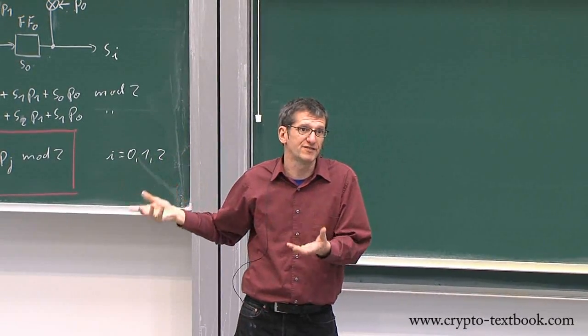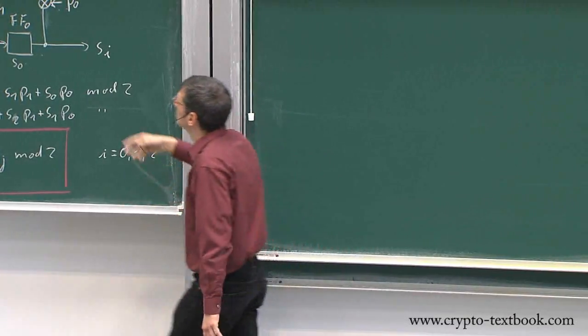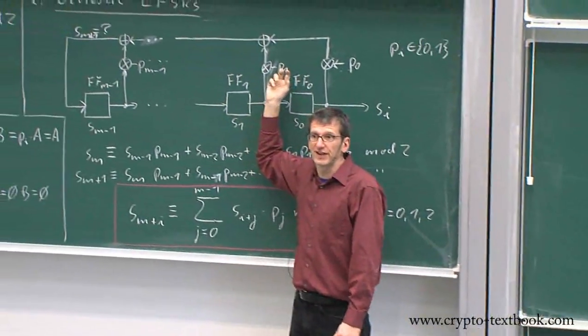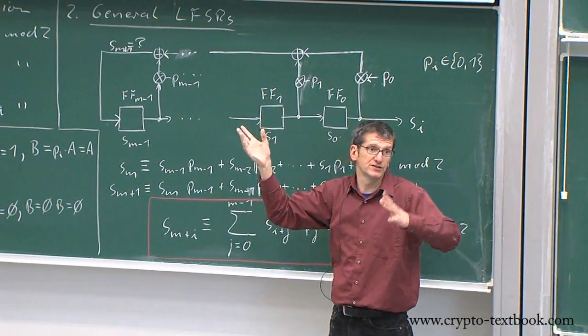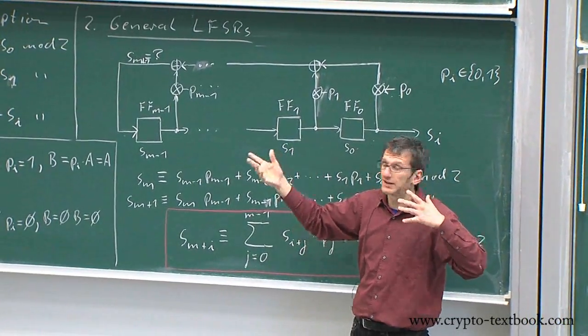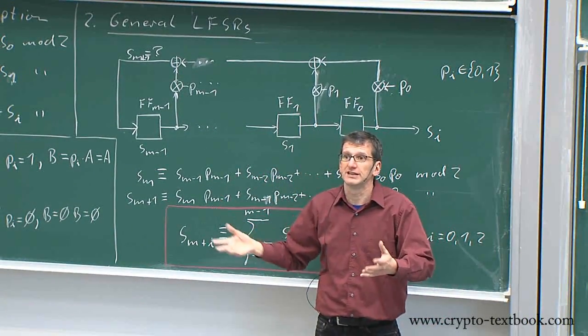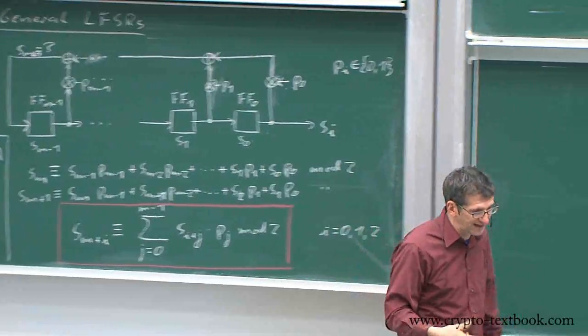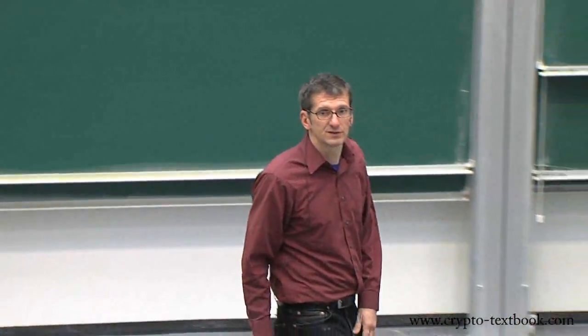So really, that is what LFSRs are about now: choosing those p-values. Each p-value can be 0 or 1, and depending on how you choose them, you get very, very different properties.